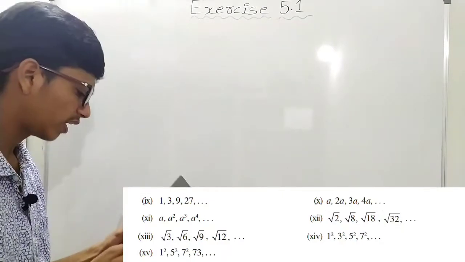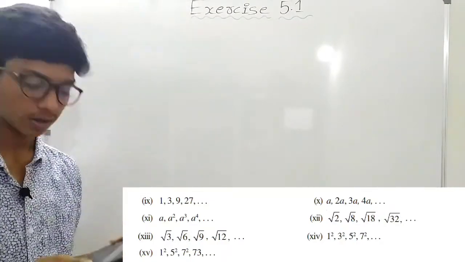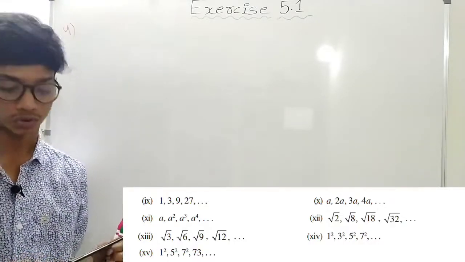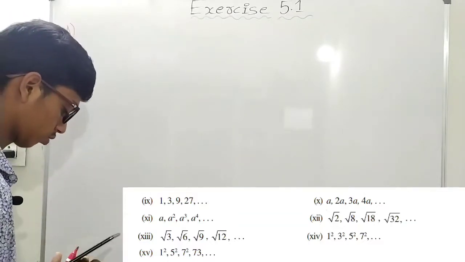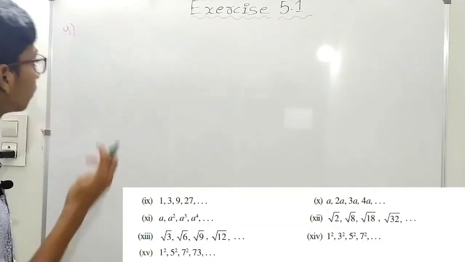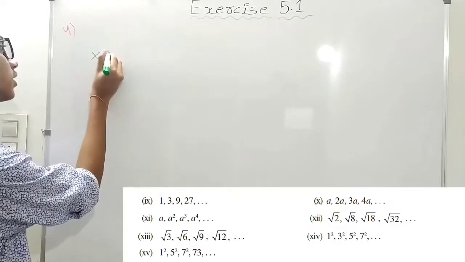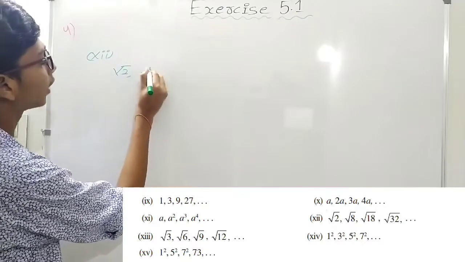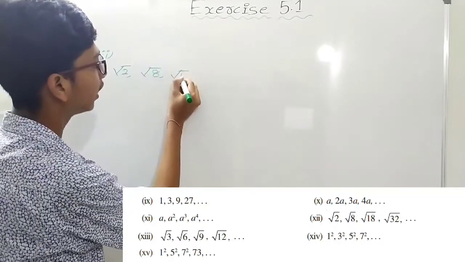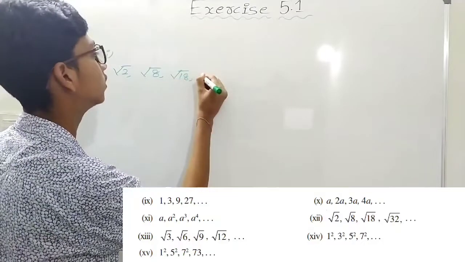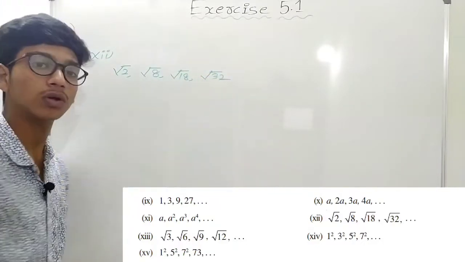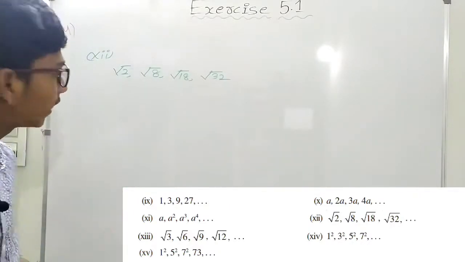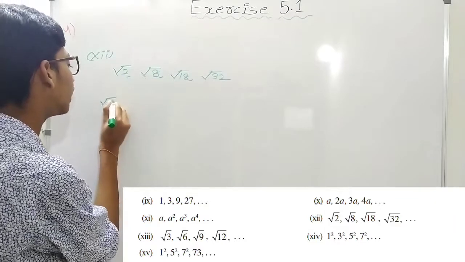Okay, the next question is question number 12: root 2, root 8, root 18, root 32. The question number 12 is root 2, root 8 and root 18 and root 32. So simply, the difference between root 8 and root 2, root 8 minus root 2.